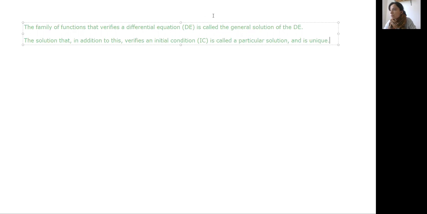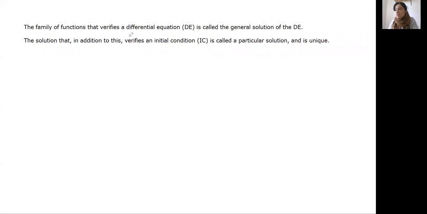All right, so what I have is a family of functions that verifies a differential equation is called the general solution. So this is the word that I'm defining over here. Whereas the solution that additionally verifies an initial condition is called a particular solution. Okay, and so our usual procedure for finding a solution to an equation is going to be to first find the general solution and then to verify what the constant has to be in order for it to also verify the particular solution.